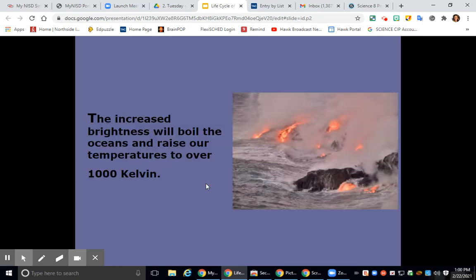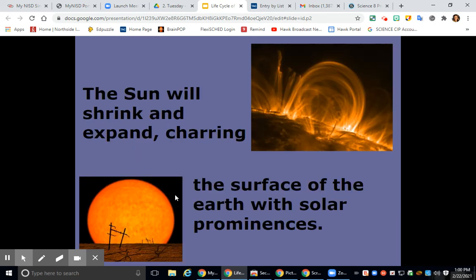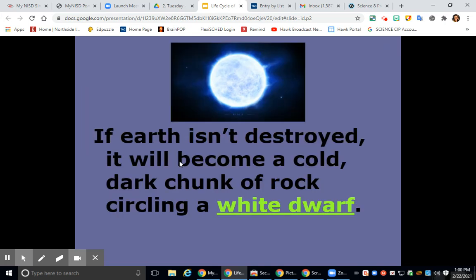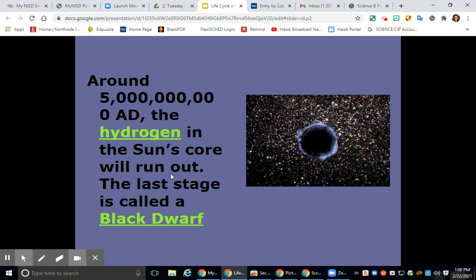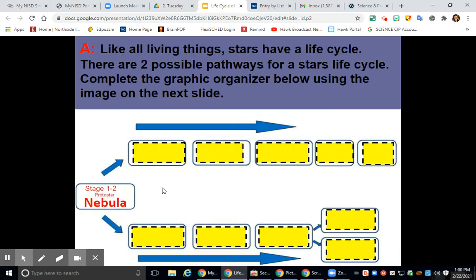The increased brightness will boil the oceans and raise our temperatures to over 1,000 Kelvin. The sun will shrink and expand, charring the surface of the Earth with solar prominences. If Earth isn't destroyed, it will become a cold, dark chunk of rock circling a white dwarf. The hydrogen in the sun's core will run out. The last stage is called a black dwarf. Like all living things, stars have a life cycle. There are two possible pathways for a star's life cycle.